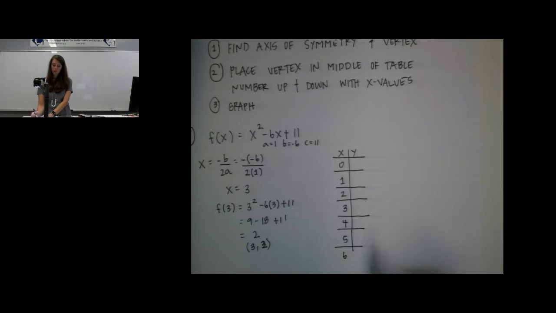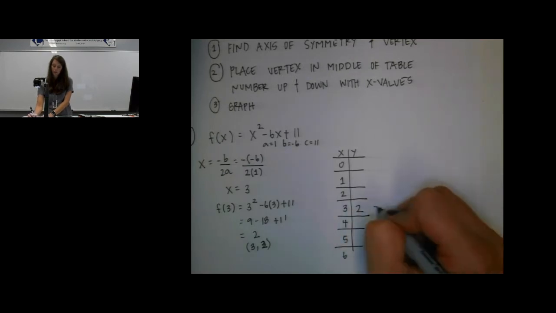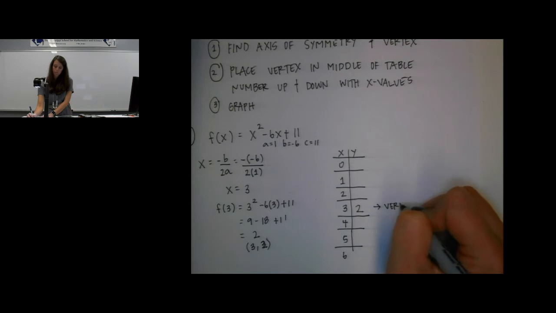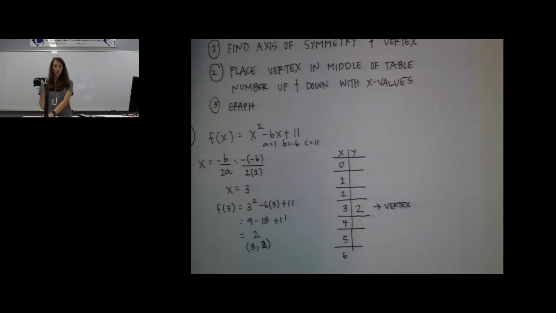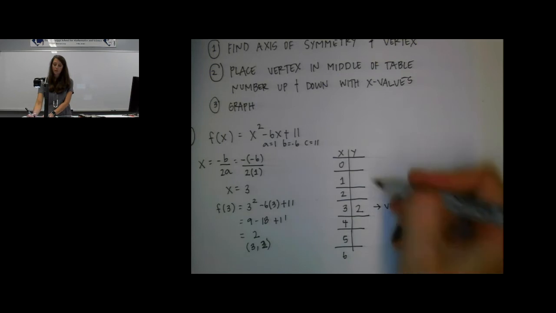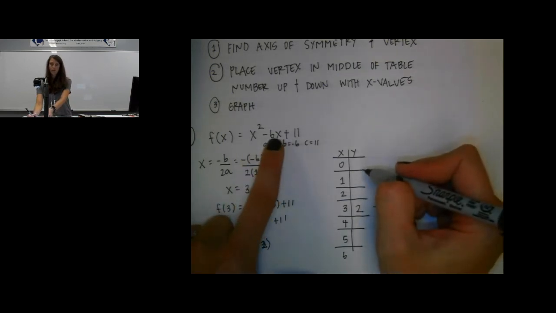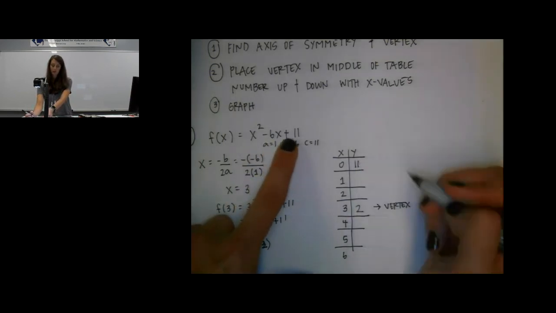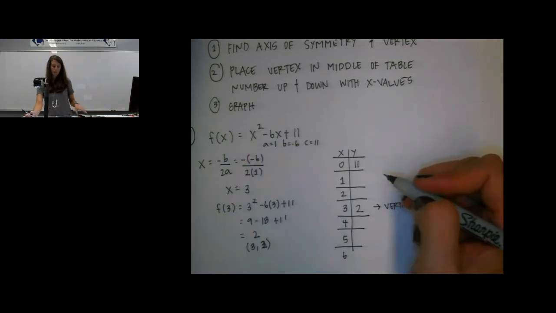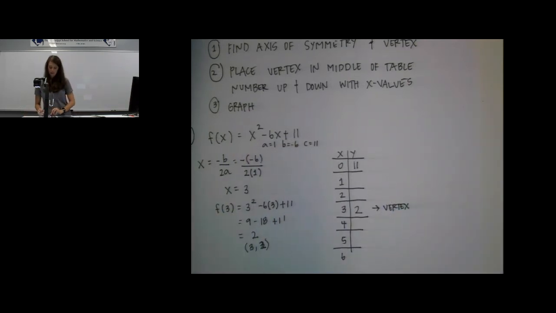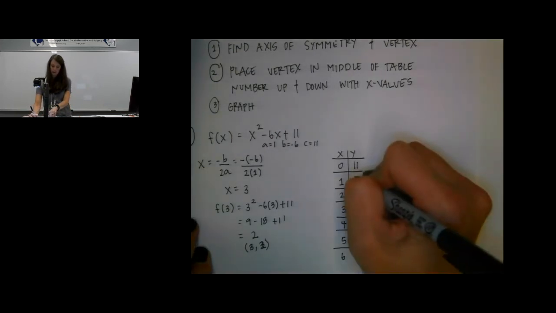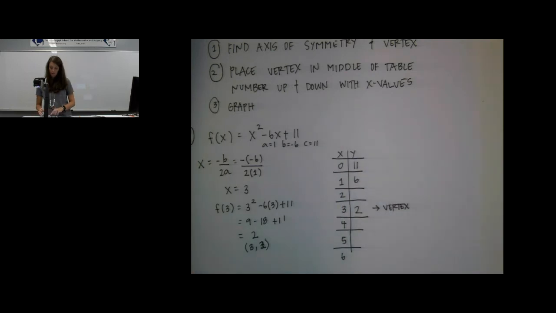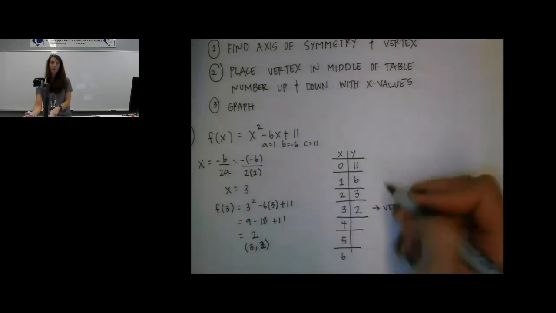Okay, so (3, 2) is your vertex, right? That means that's the changing point of the graph, okay? So if you plug a 0 in there, 0 squared minus 6 times 0, that's going to give you an 11. If you plug a 1 in there, 1 squared minus 6 plus 11 will give you a 6. If you plug a 2 in there, 2 squared minus 12 plus 11 will give you a 3.